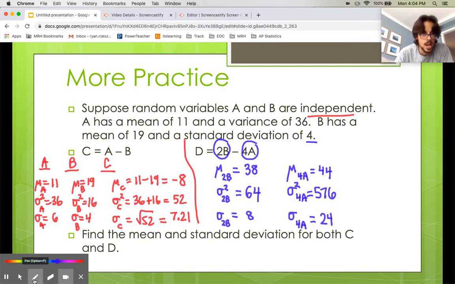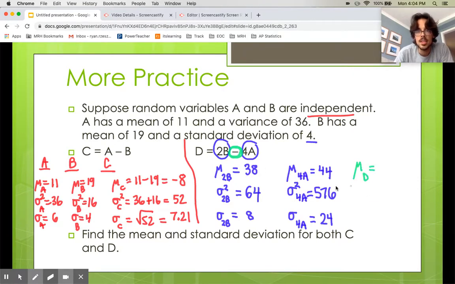So I got myself my 2 blue pieces here and here. Now I'm ready to actually combine those 2 pieces, which means doing my subtraction. So for my final answer for D, the mean, I take this piece minus this piece. 38 minus 44 is a negative 6.